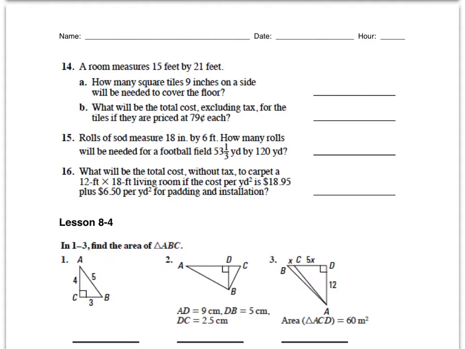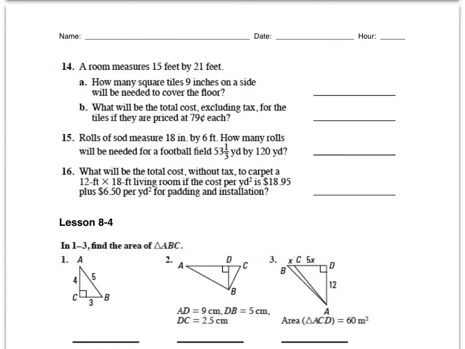For number 14, we have a room that measures 15 by 21 feet, and we want to find its square footage. However, we're going to cover it with tiles that are 9 inches on the side. So here's the process with number 14. Since the square tiles are 9 inches, we need to convert 15 feet and 21 feet into inches.